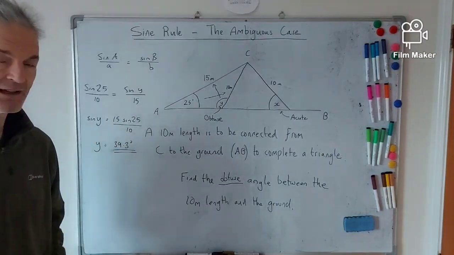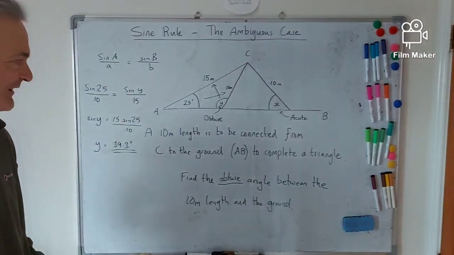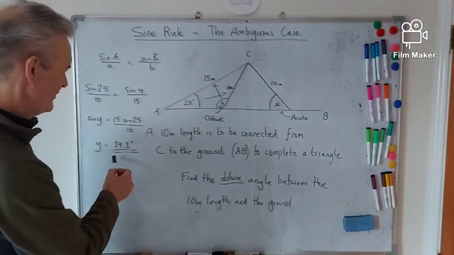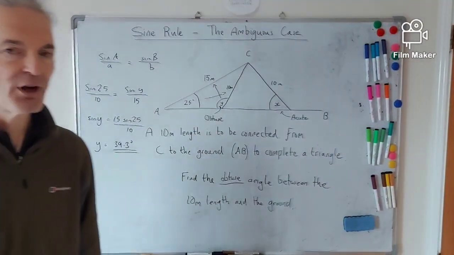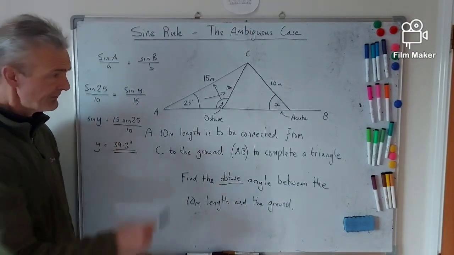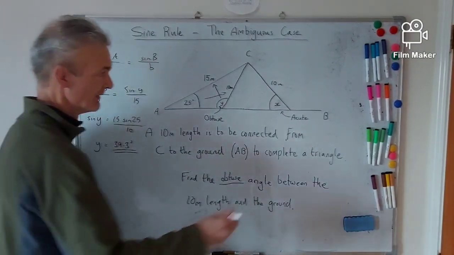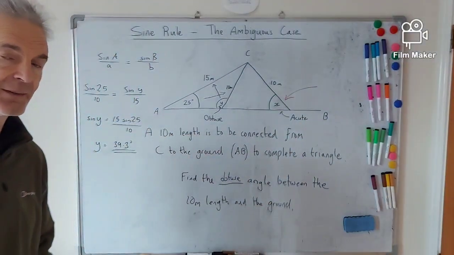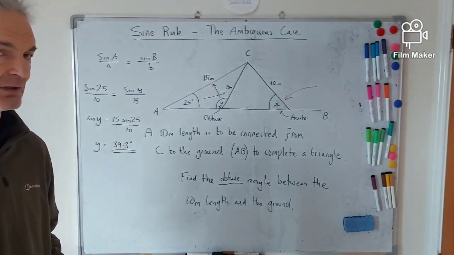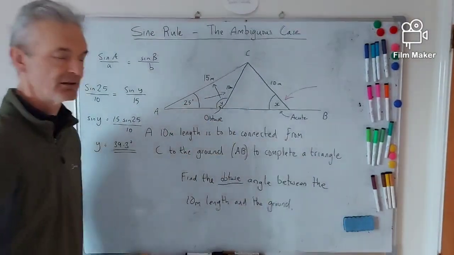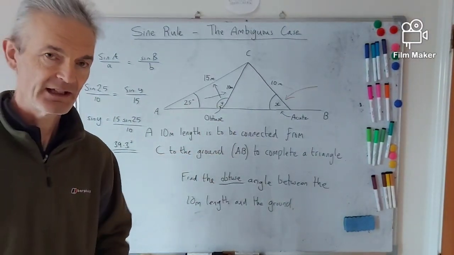As you look at that, you're probably thinking, hang on a minute, we're after the obtuse angle, and we've got 39.3. That can't be right, can it? Well, what happens with the sine rule is it's going to give you the acute angle. That's what you get when you use the sine rule. So in order to get the obtuse angle, you've got to do another little calculation.